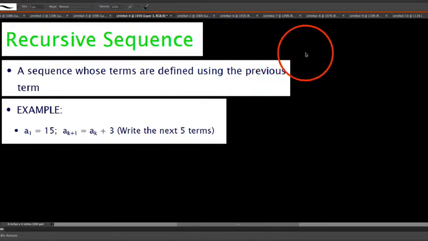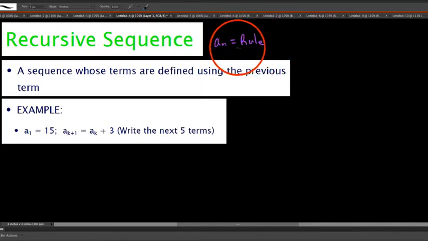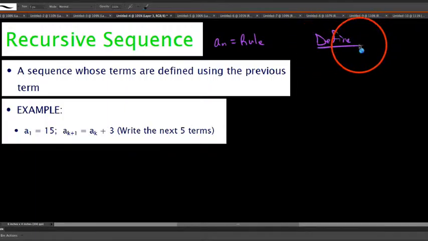Okay, YouTube, in our last two videos, we've been exploring sequences of numbers. In this video, as we define sequences, a sub n really is the rule, and there's some rule that goes with the nth term of a sequence. But we define them differently depending upon different situations. So we define them thusly.